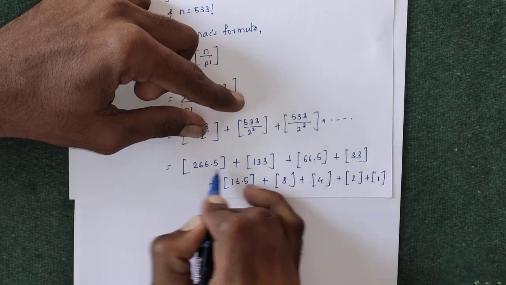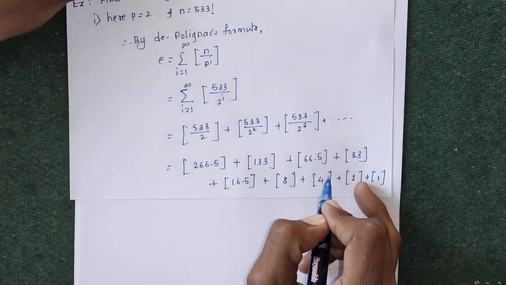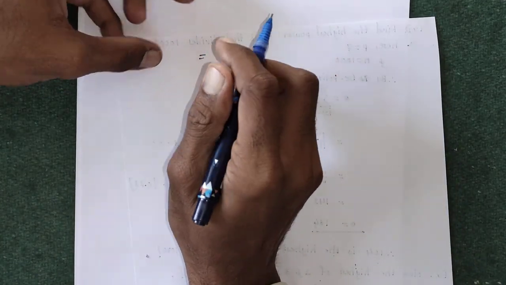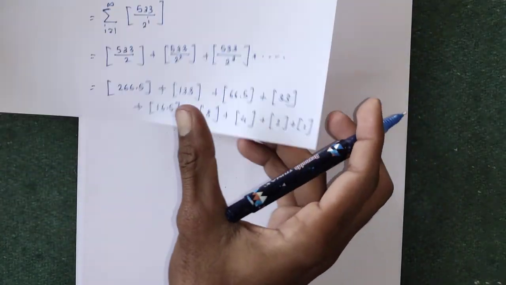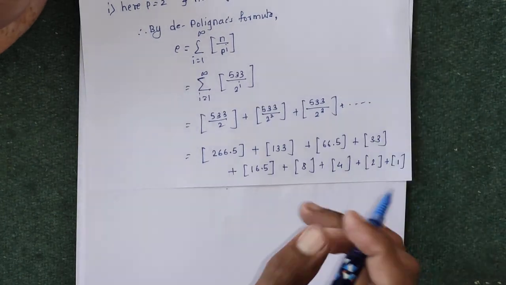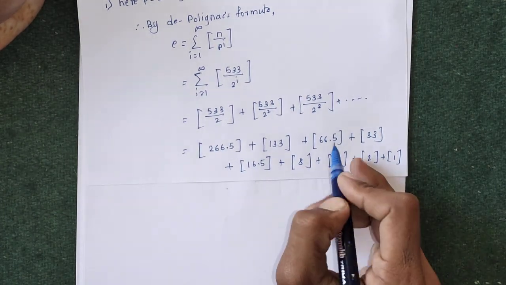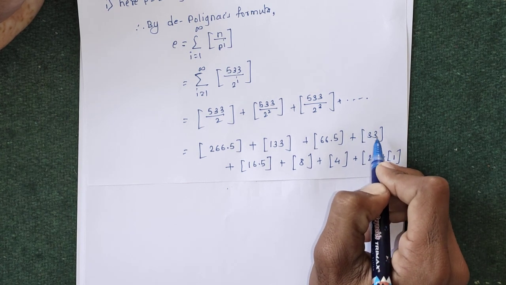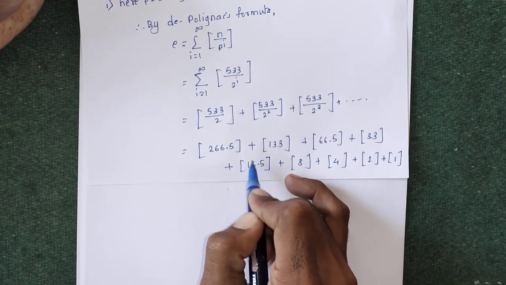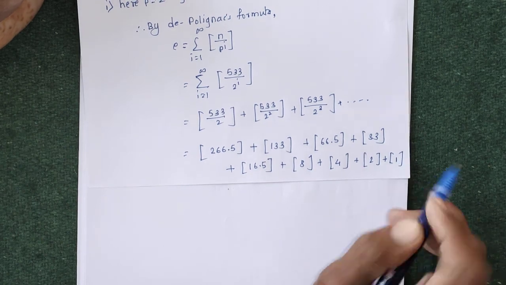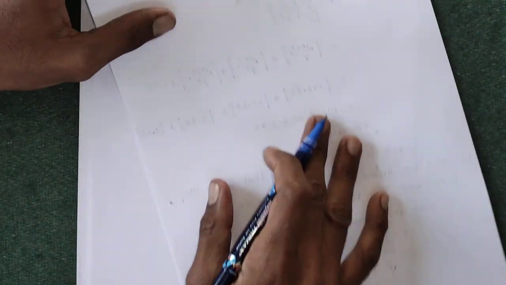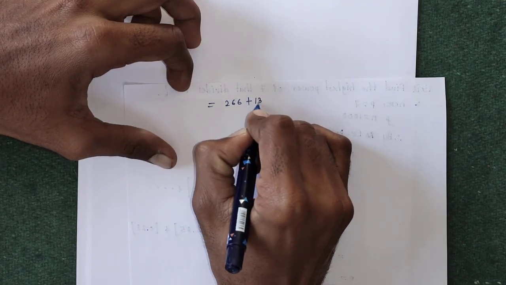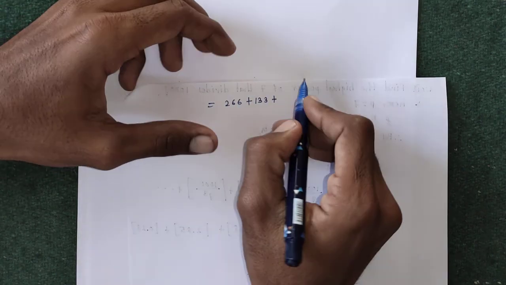Now we have to find the greatest integer function of each number, and after adding those numbers we will get our required answer. So the greatest integer function of 266.5 is 266, of 133 is 133, of 66.65 is 66, of 33 is 33, of 16.5 is 16, then 8, 4, 2 and 1. So adding those numbers, we will get 266 plus 133 plus 66.